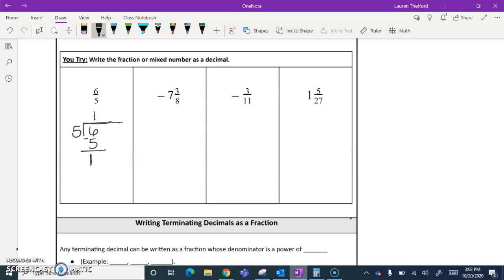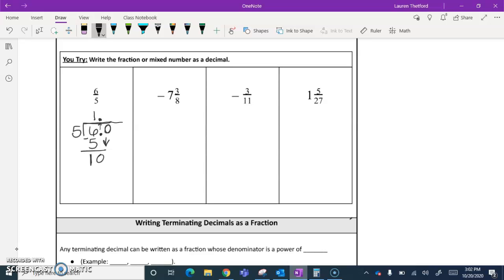Since that's not a 0 and I don't see a pattern yet, I'm going to add a decimal next to my 6 as well as next to my 1. So I'm going to draw one right above it, and then I fill in a 0. And that's so you can bring it down.